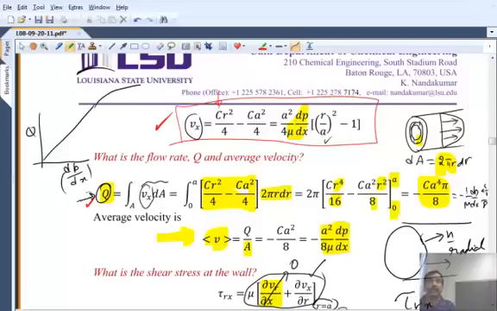We are going to solve that problem in the next class, the rotating cylinder. Okay.